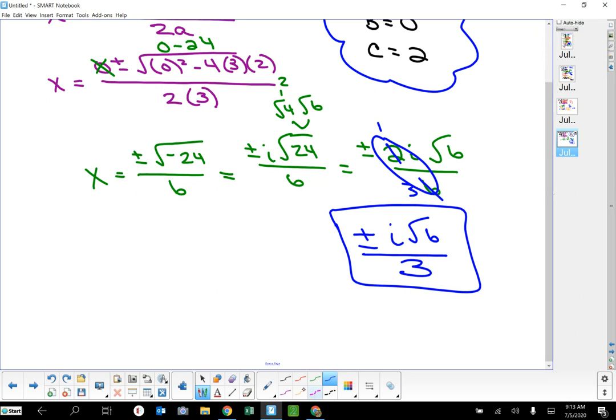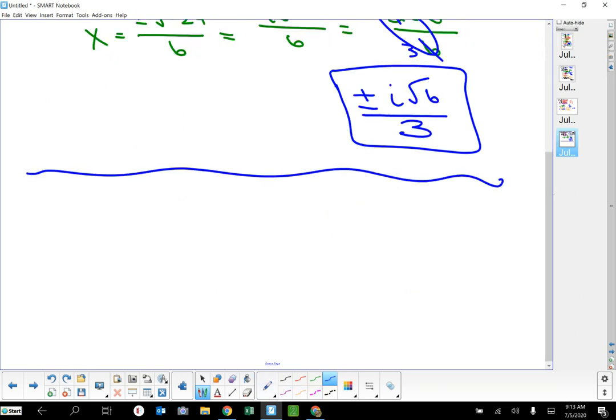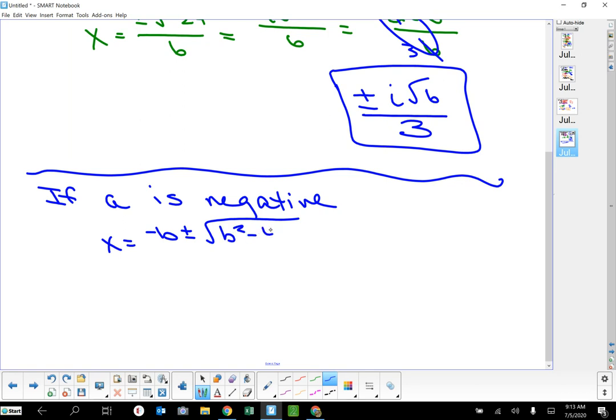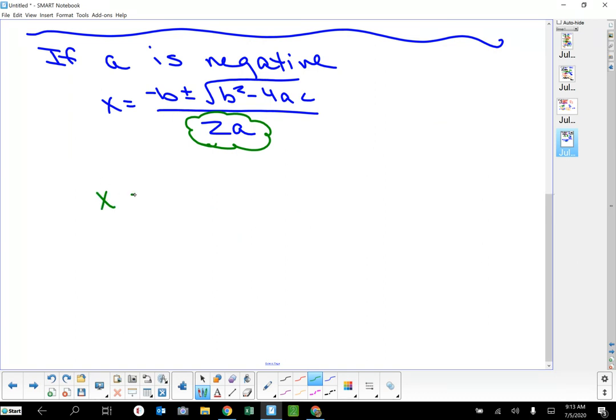None of these actually worked out this way, but here's another thing that could happen. If your a is negative, then when you plug into the quadratic formula, x equals negative b plus or minus the root of b squared minus 4ac all over 2a, this whole denominator is going to end up being negative. So you might end up with something like this. x equals, I'm just making stuff up here, 4 plus or minus rad 5 over negative 6. You cannot leave this negative in the bottom.